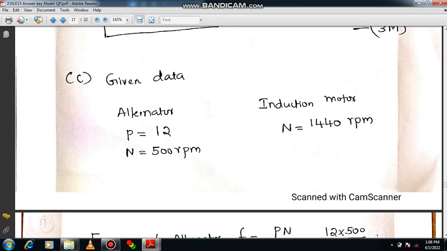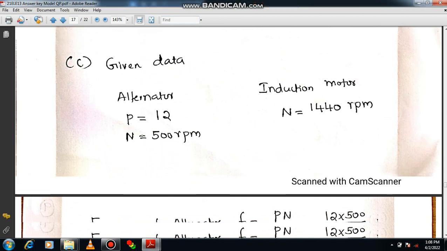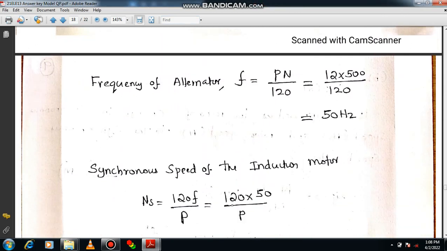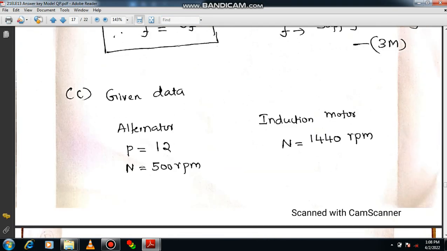First you can write the given data like this. Afterwards you can compute the frequency, f is equal to Pn by 120. The remaining part you can calculate using the equation. Here the thing is, the alternator is supplying power to the induction motor. Alternator output is the induction motor input. Both are coupled actually. The alternator is a generator, it generates electricity, and the induction motor consumes electricity. That's the correlation that you can understand. Similar kind of problem you have to work out.